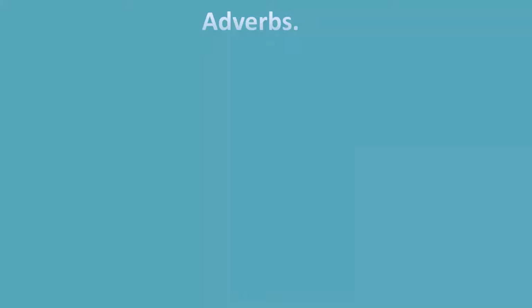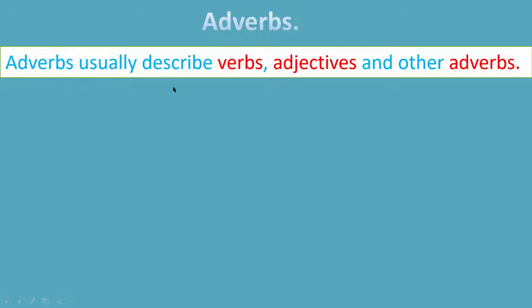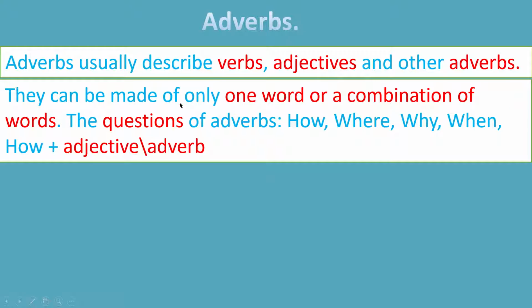Okay guys, now let's talk about adverbs. Usually we use adverbs to describe verbs, adjectives and other adverbs. They can be made of only one word, for example, fast, slowly, yesterday, tomorrow, or a combination of words, in the morning and the afternoon.